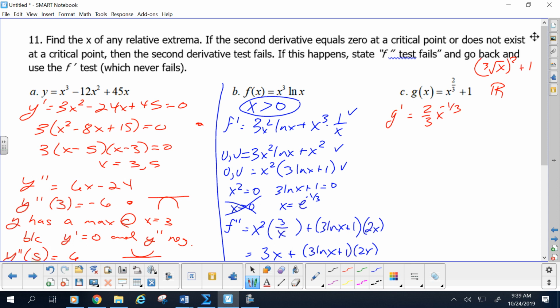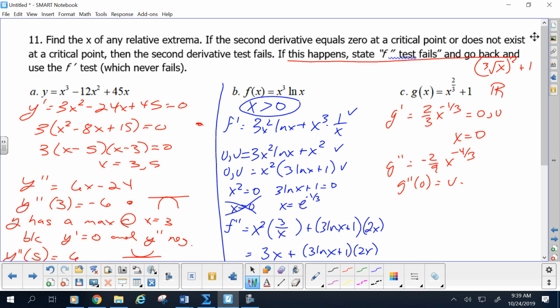All right. Where is this 0 or undefined? 0 is a critical number. All right. G double prime is? Okay. So what about G double prime at 0? What do you get? Undefined. So the second derivative test fails and we just broke math? No. Yeah, the second derivative test sometimes fails.